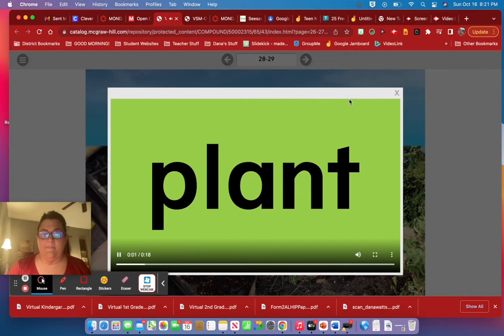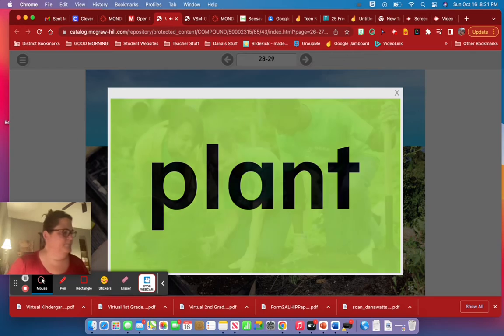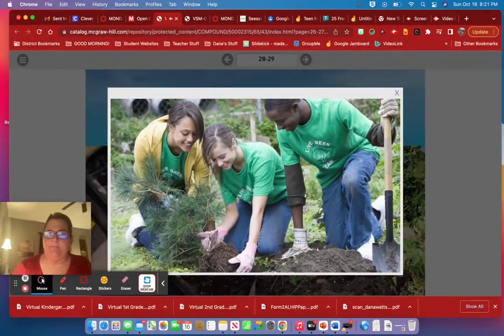Plant. To put a seed, flower, or plant in the ground to grow. We needed to plant the tree before winter.